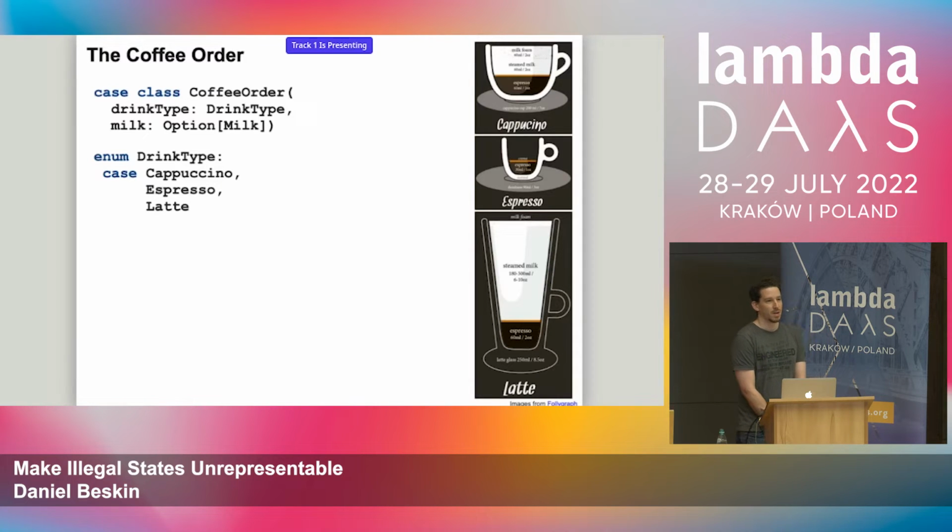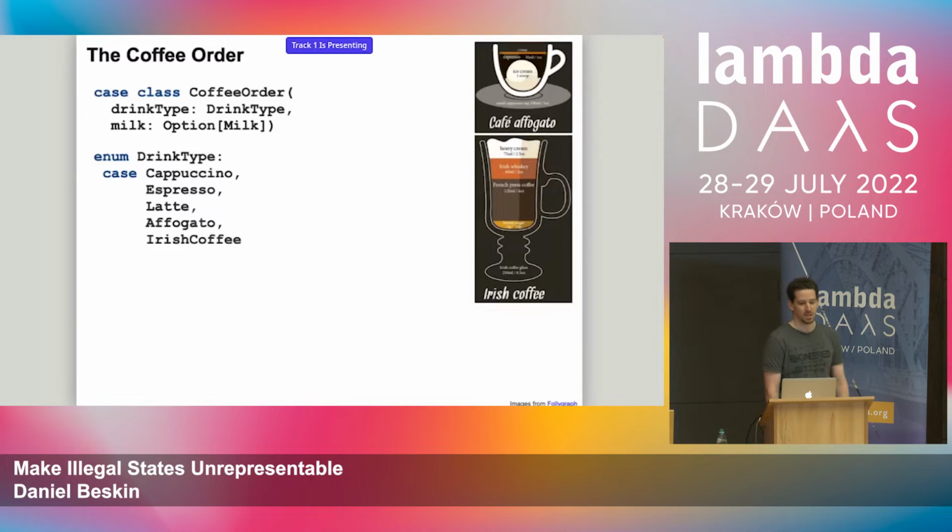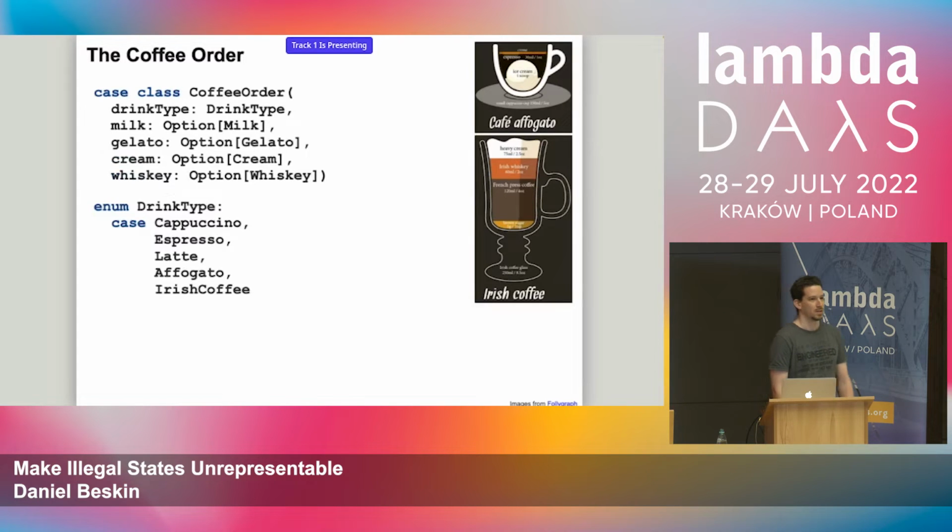And so now that you have some basic drinks and you know how to make them, you want to show off how your robot can actually do something more complicated. So you want to do 2 fancy drinks in this case. So you want to try and do affogato and Irish coffee. Unfortunately, both of them require more ingredients, so we need to add gelato for the affogato and cream and whiskey for Irish coffee.